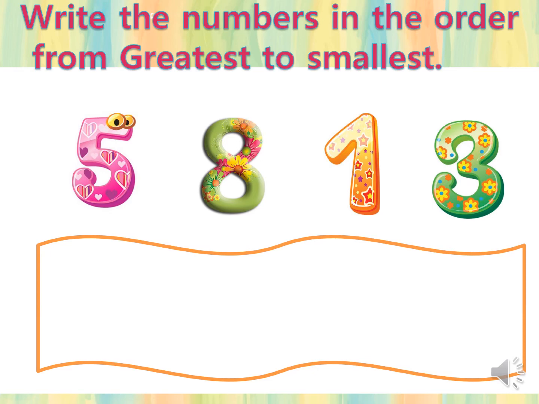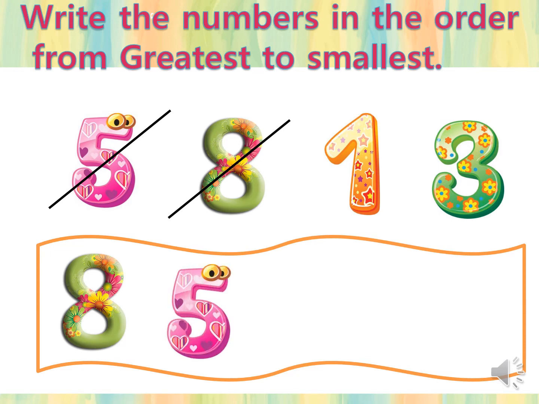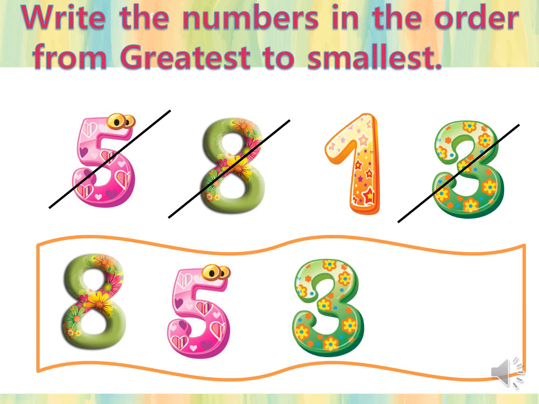So, descending means greatest number, big number. Which here is a big number? 1? No. 5? No. 8. So, I will put 8 and cancel it. Which number is greatest next? 5. So I will cancel 5 and put it. Which number is greatest next? 1 or 3? Yes, I will put 3 and cancel it. The last number here is 1.